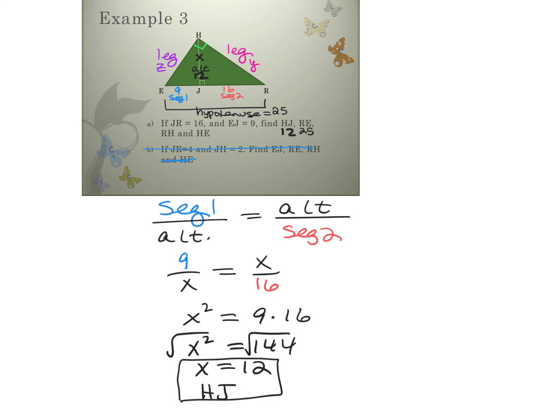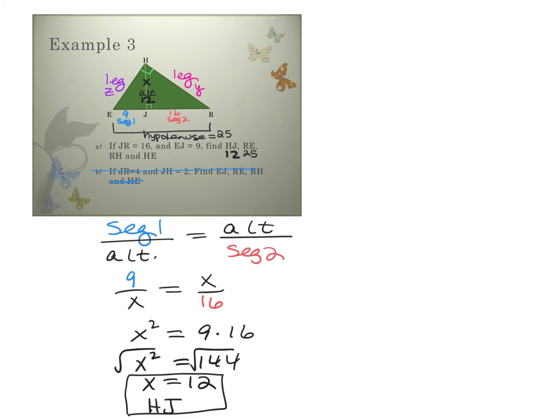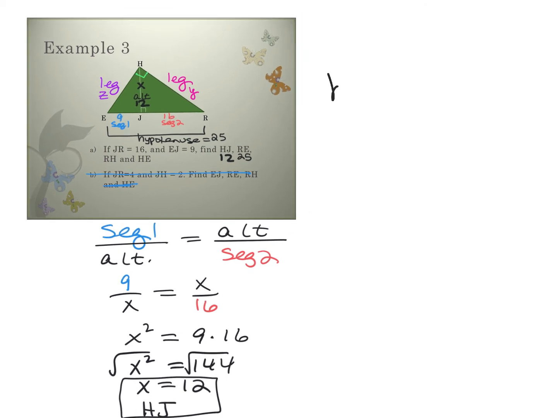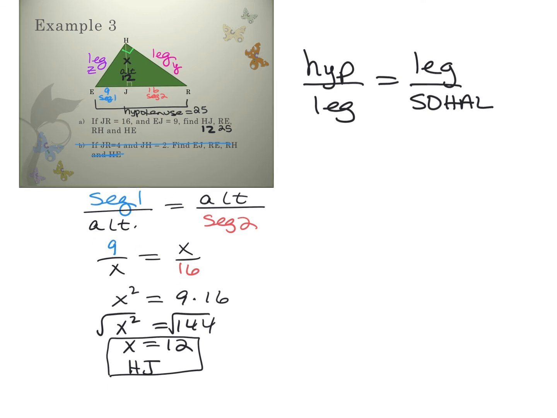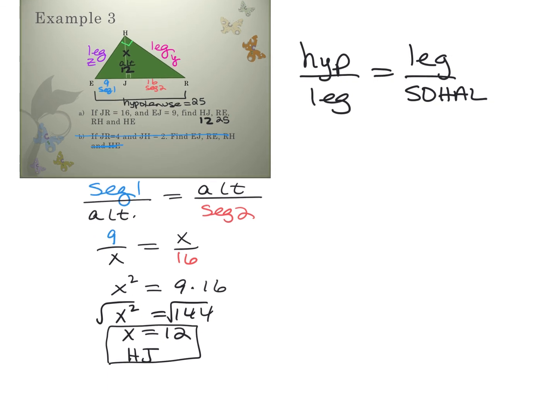Next, I'm going to use the other proportion. So remember, the other proportion was hypotenuse over leg, leg over SOHAL. I'm going to do this 2 times. One for the pink leg, one for the purple leg. I'll do purple first. So my hypotenuse, remember I added the 9 and the 16, so my hypotenuse was 25. I don't know the length of my purple leg, so that's Z.